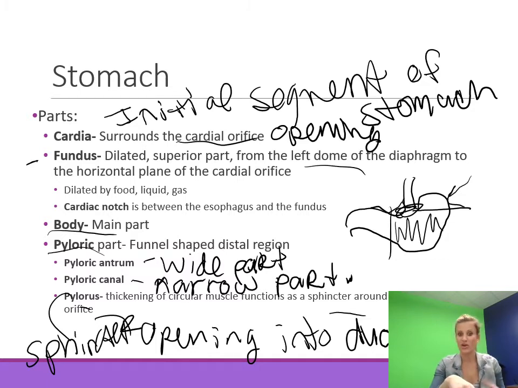If there was not a sphincter present in the pylorus and all of the food just went into the stomach and then flew on through the small intestine, we would damage the small intestine. So the pylorus is important. That sphincter function is important in allowing smaller amounts of chyme to go through into the duodenum when it's appropriate.